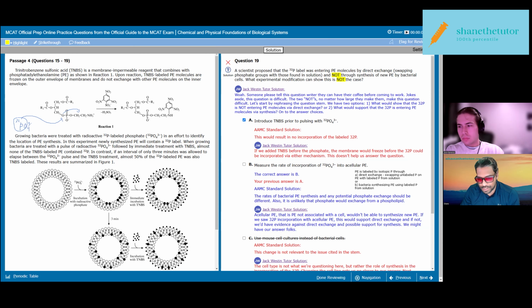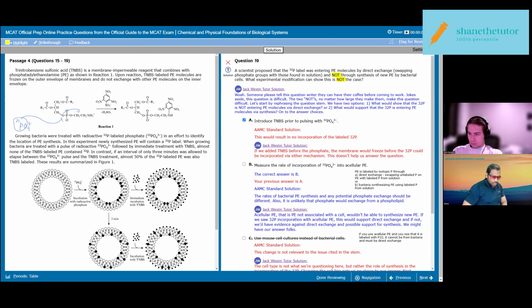Then let me put in, if you use acellular PE and you see that it is labeled with P32, it must mean that it cannot be from bacteria and must be direct exchange. Putting that down here.